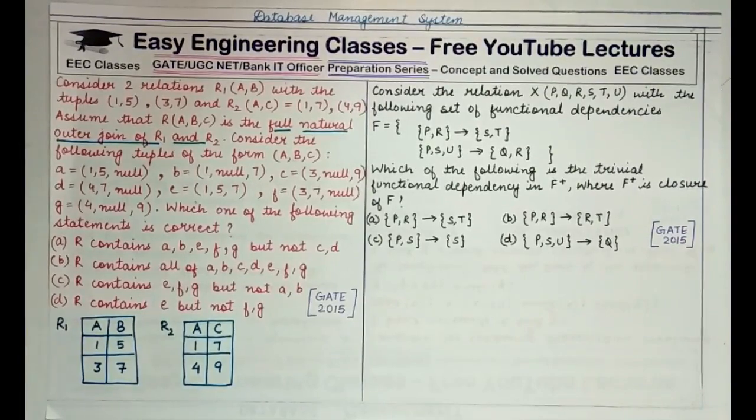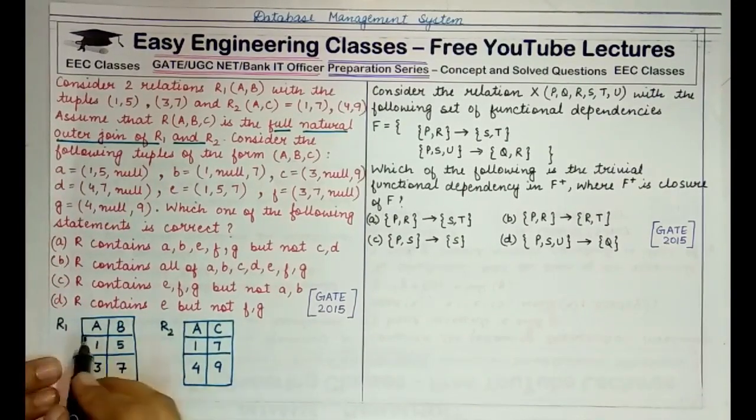And what is an outer join? An outer join ensures that if the value of the common column is present in one relation and not correspondingly present in the second relation, then we substitute the value null for the columns of the second relation. So what do I exactly mean here? I'll explain it to you, and then I'll write the answer that forms the full natural outer join.